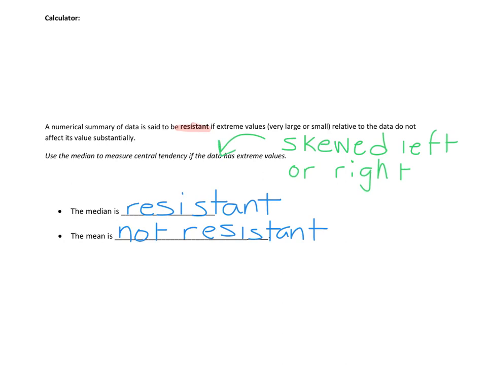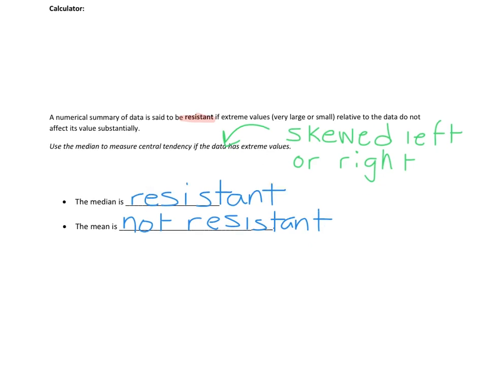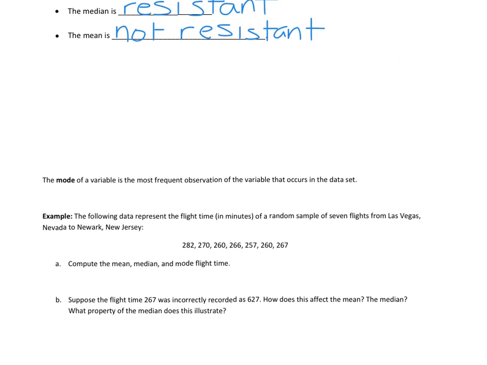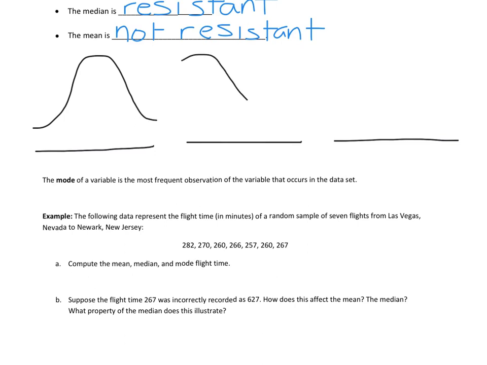All right, so before we look at mode, I'm going to look at a few different distributions just on that point of resistance. So I'm going to draw 3 curves. One is going to be bell-shaped. One is going to be skewed right. The other one will be skewed left. All right, so we have these 3 things.